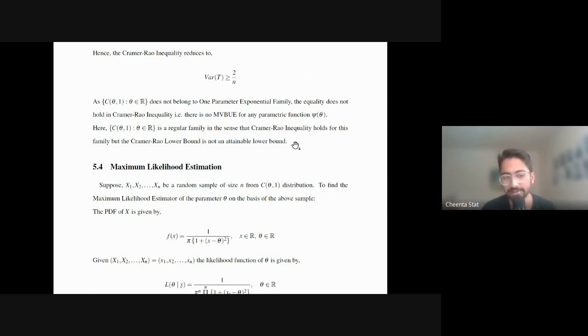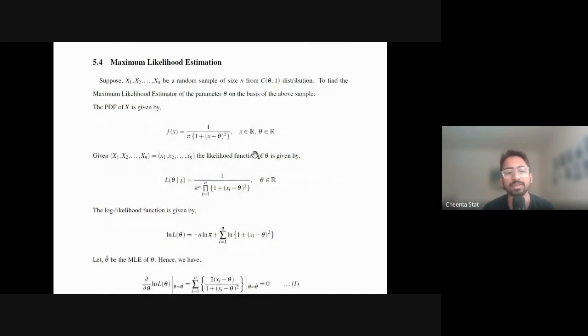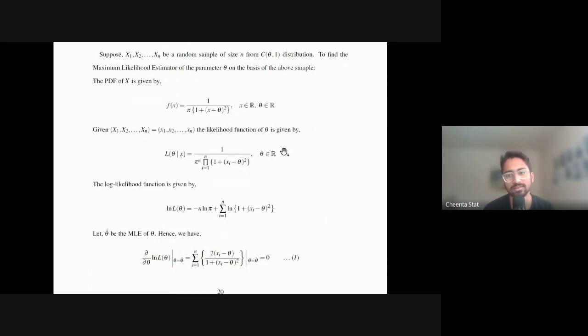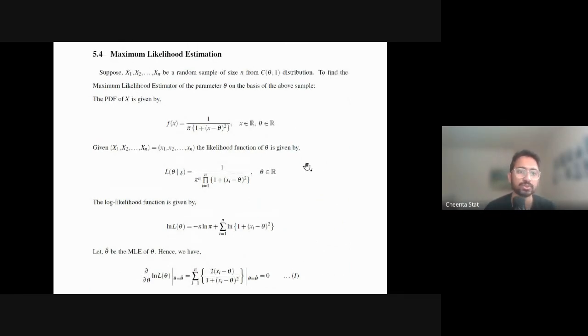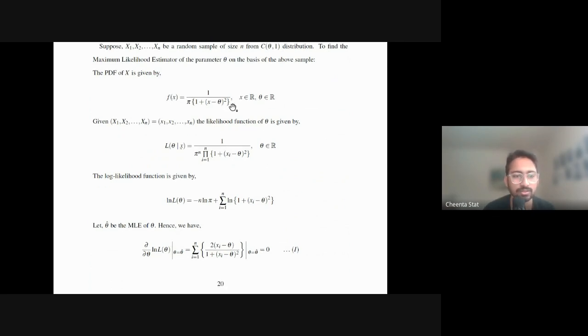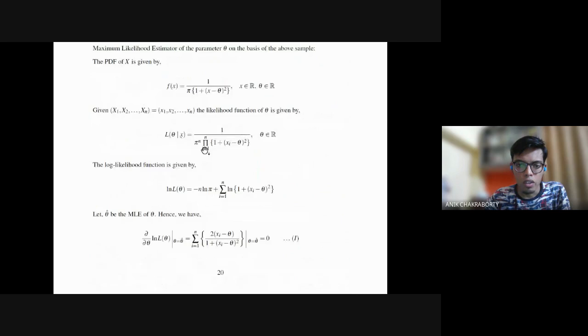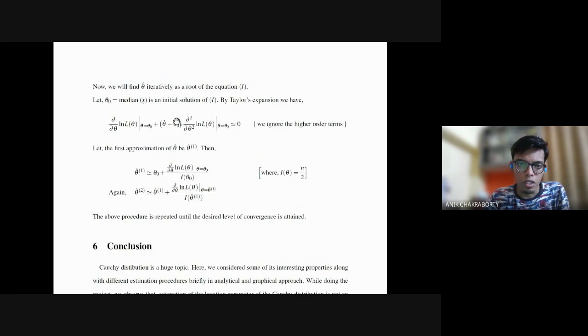Great. So now you're finding the MLE. Is the MLE coming out to be the median? No, we cannot find a closed form of the MLE actually. Okay. So go down. We're calculating the likelihood function and taking the derivative, and we started initially with the median value. So are you using Newton's method to find it?